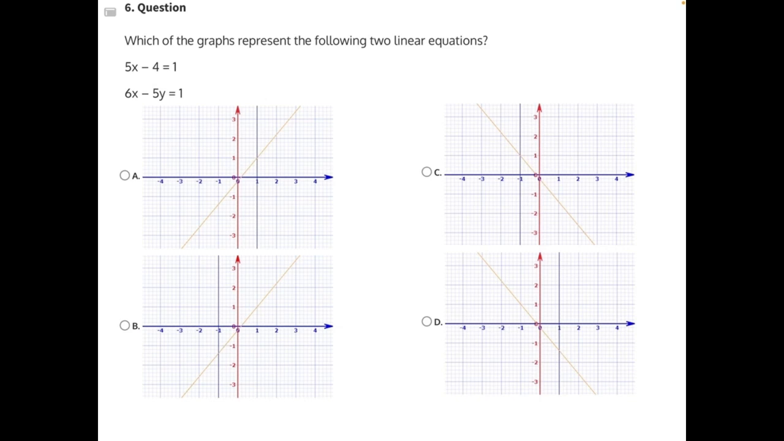Which of the graphs represent the following two linear equations? Let's start with our first linear equation and see if we can isolate our variable x. 4 is being subtracted, so we need to do opposite operations to move it to the other side.